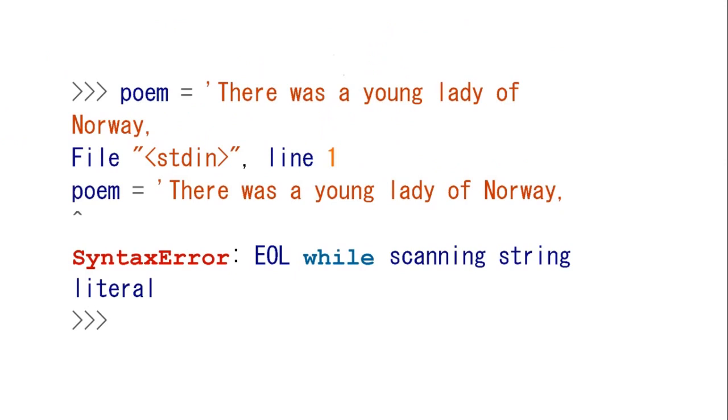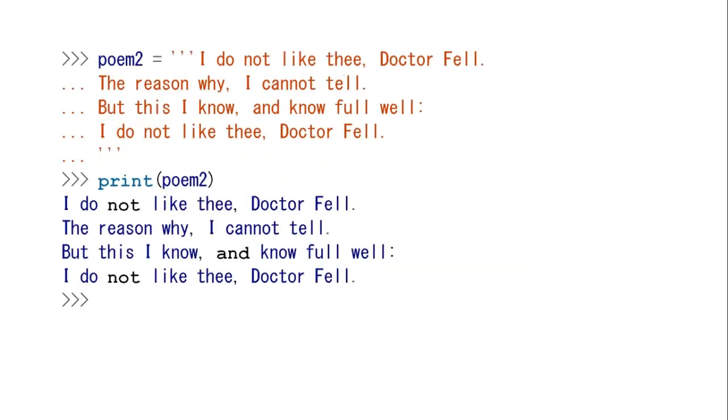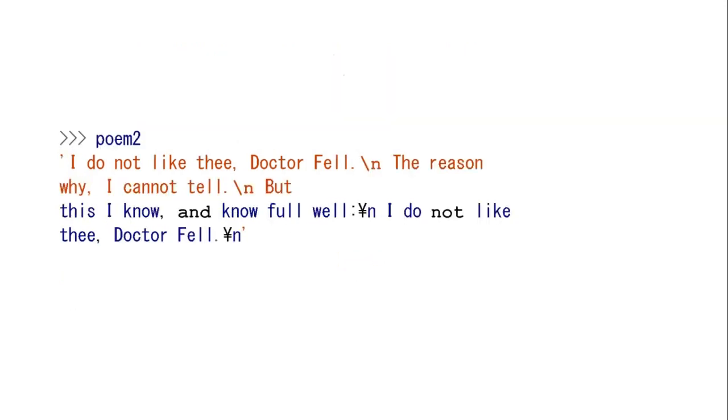If you try to create that poem with single quotes, Python would make a fuss when you went to the second line. If you have multiple lines within triple quotes, the line ending characters will be preserved in the string. If you have leading or trailing spaces, they will also be kept. But note the difference between the output of print and the automatic enclosing done by the interactive interpreter.